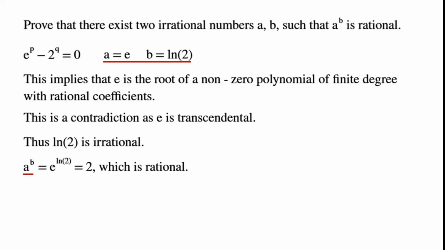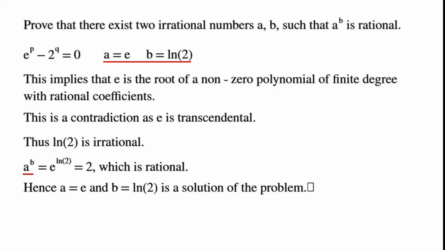A to the power of b equals e to the power of ln2 equals 2, which is rational. Hence, a equals e and b equals ln2 is a solution of the problem. The proof is now complete.